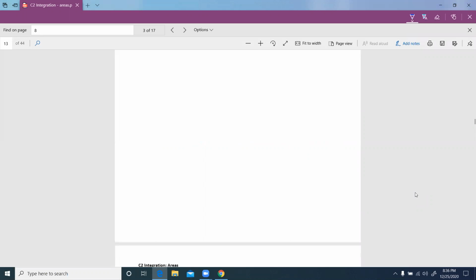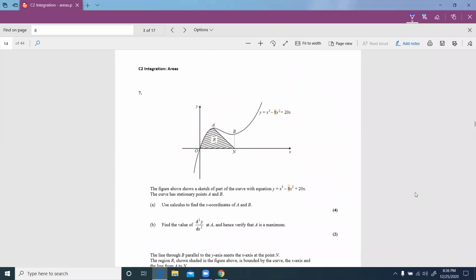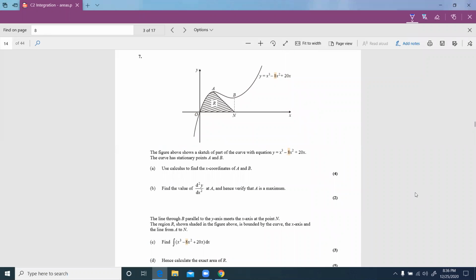Then this next question is a little bit of an interesting question. If you read the first part of the question: the figure above shows the sketch of a part of a curve with the equation y equals x cubed minus 8x squared plus 20x. Use the calculator to find the coordinates of A and B. Right. So you can say A and B are stationary points, right?